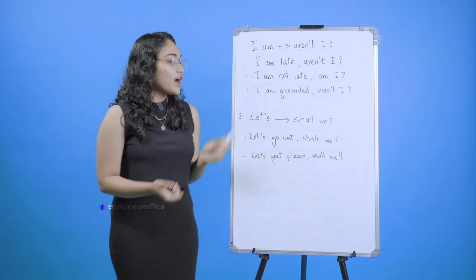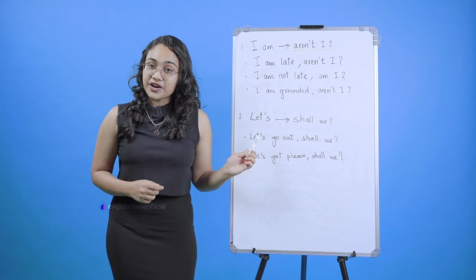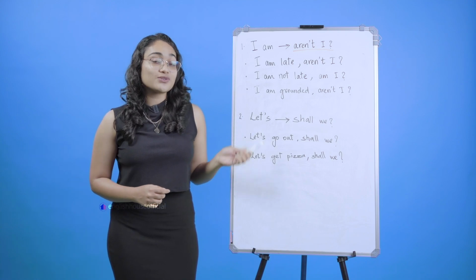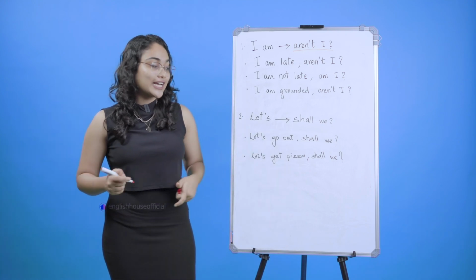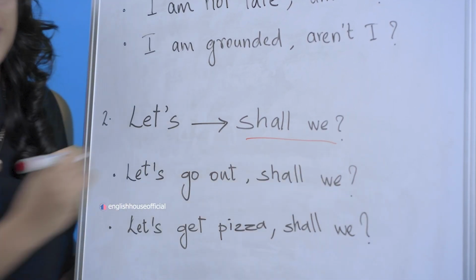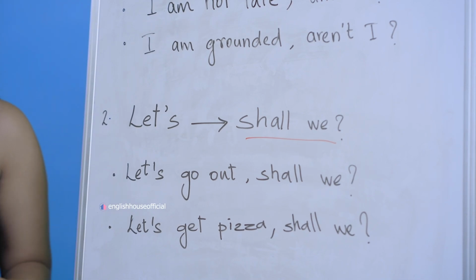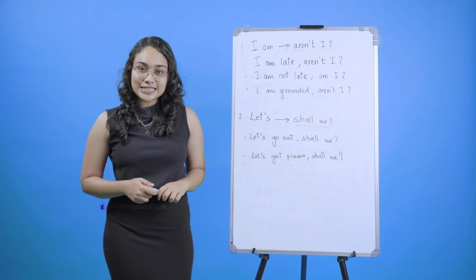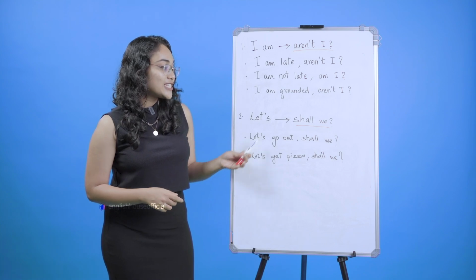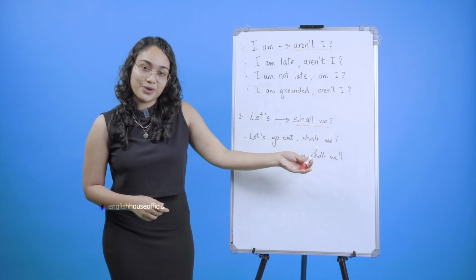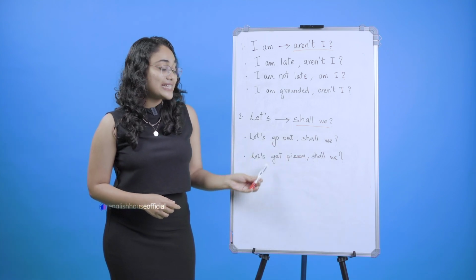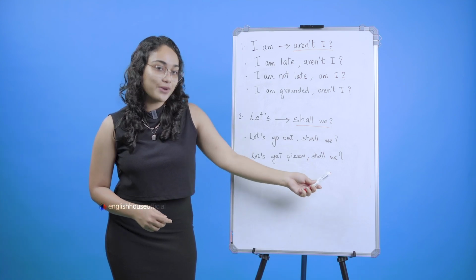All right, now the next point is whenever we start our sentence using let's, the question tag is going to be shall we? All right, it's always going to be this. So let's take a look at the example. The first one is let's go out, shall we? Then let's get pizza, shall we?